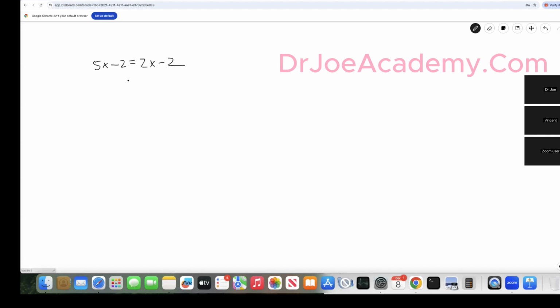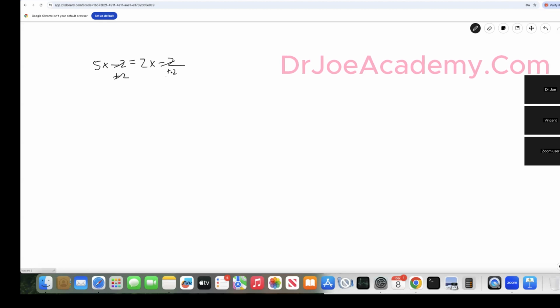Okay, so let's say we add 2 to both sides. Your intuition is pretty good, but I think it happens to be wrong in this case. So if we add 2 to both sides, then these 2's cancel and these 2's cancel, right? Yeah. And we get 5x equals 2x. That makes no sense. So if it was 5 equals 2, it would be no solution, right?